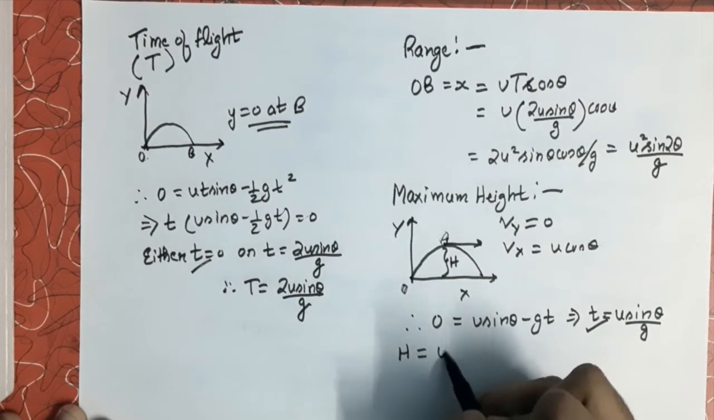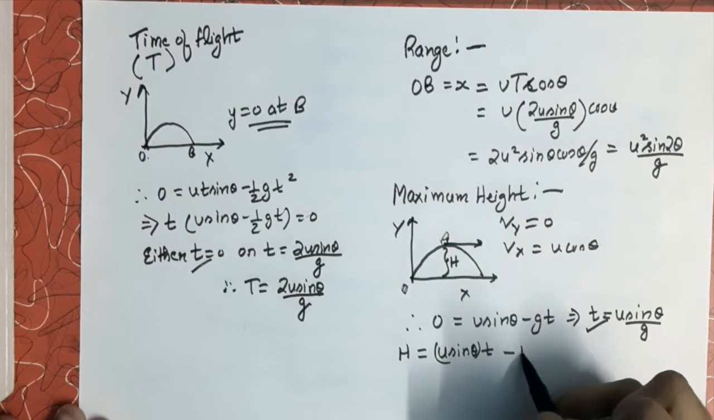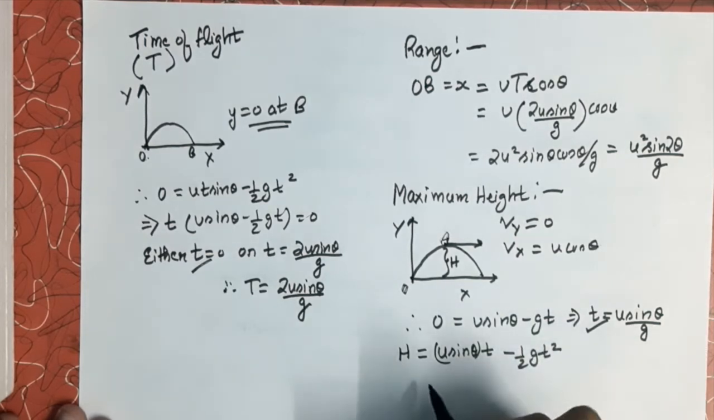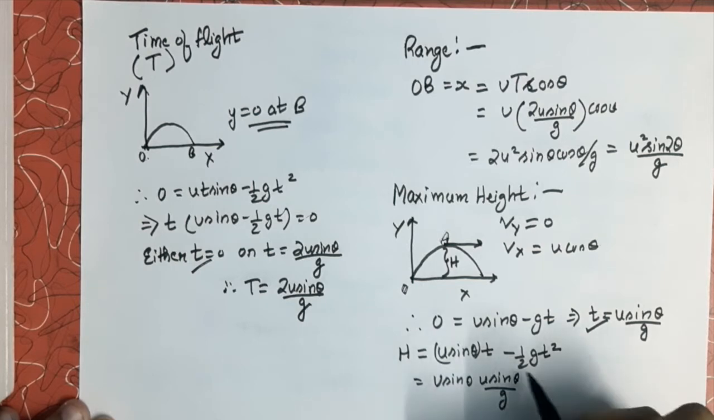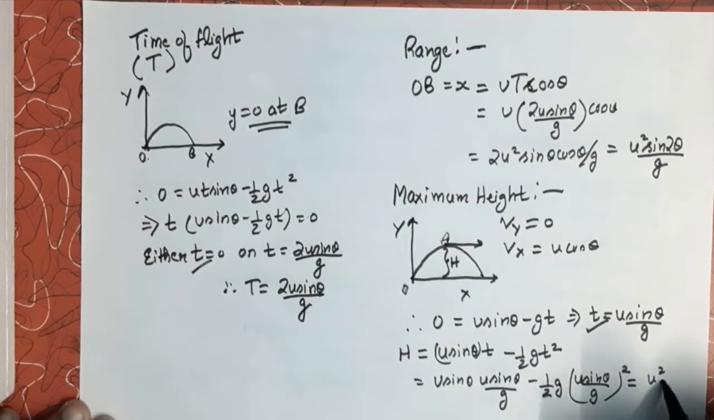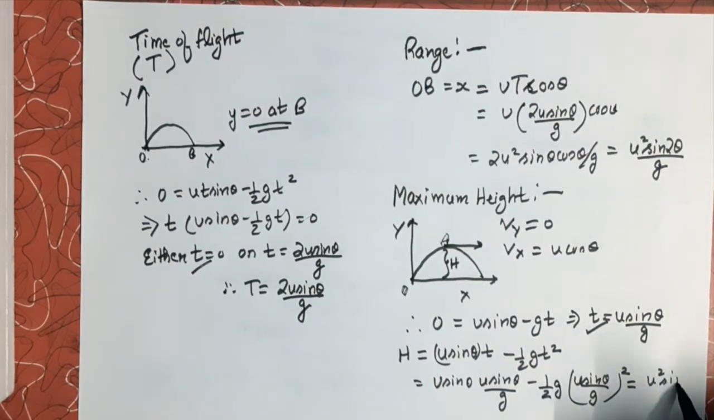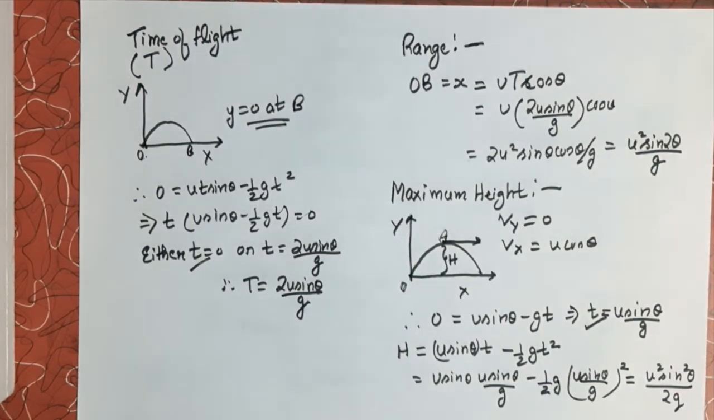h is equal to u sine theta into t minus half gt square. So this is u sine theta into u sine theta by g minus half g into u sine theta by g whole square. By solving this, we get it is equal to u square sine square theta by 2g. Okay, so this was all about the theory of projectile motion.